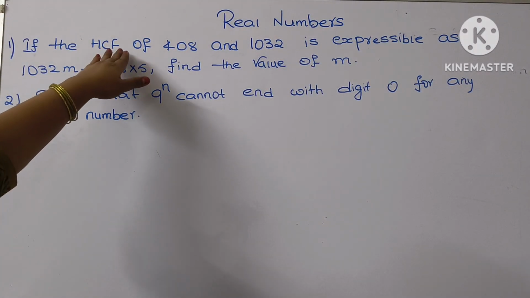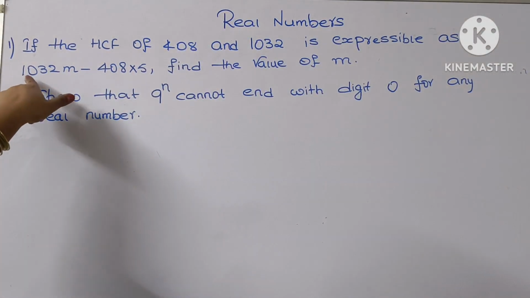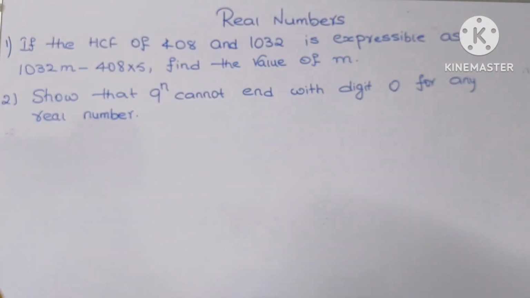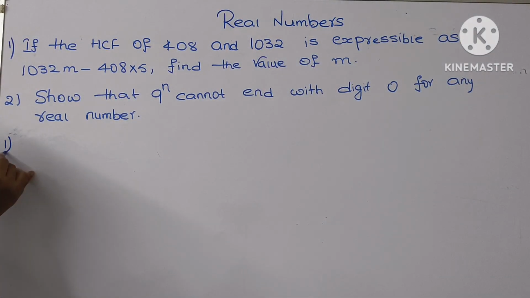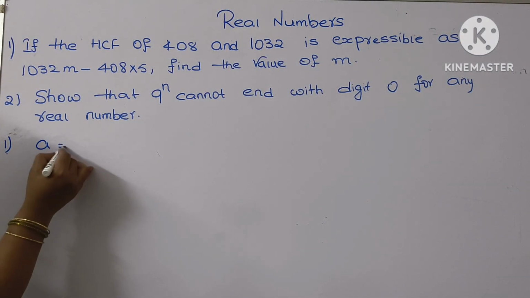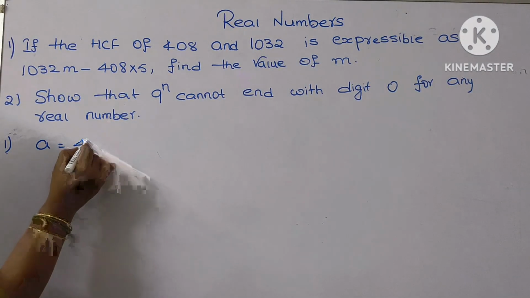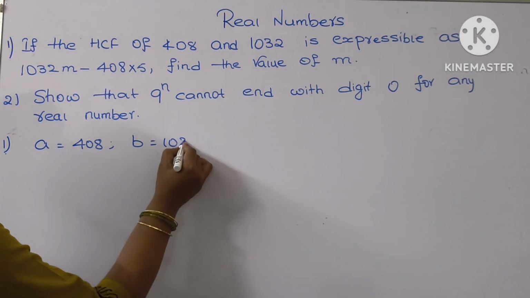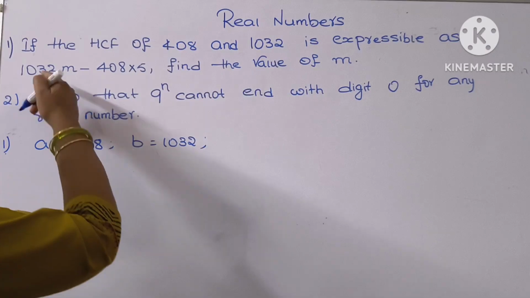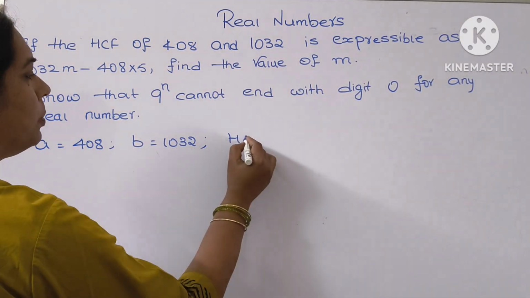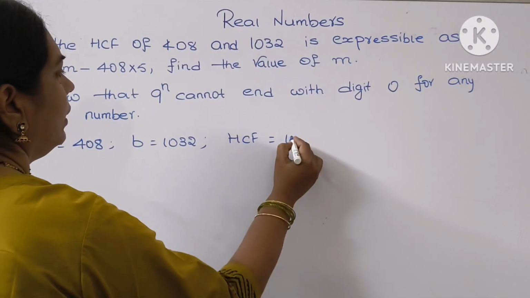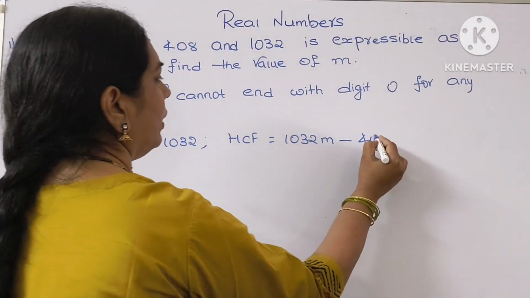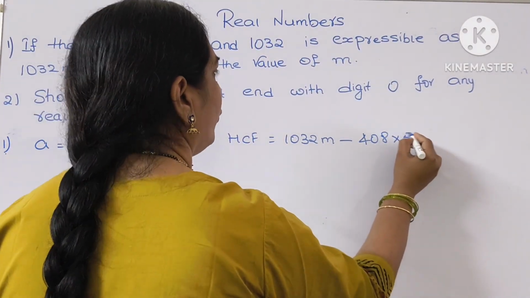They said the HCF of two numbers can be written like this. So he is asking us to find the value of m. Let us write what the two numbers are. Two numbers are 408 and B is 1032. And then what is the HCF? HCF is the given expression, which is 1032m minus 408 multiplied with 5.